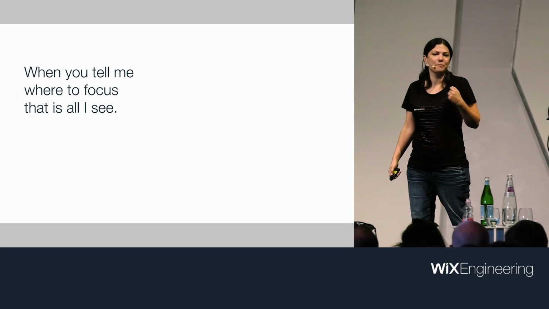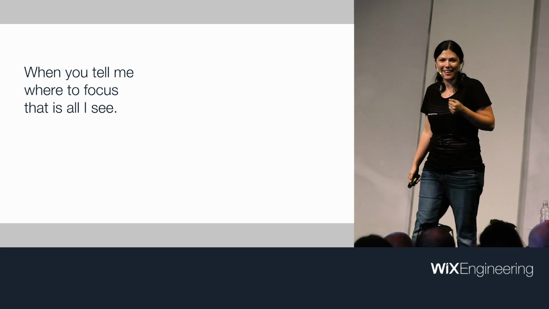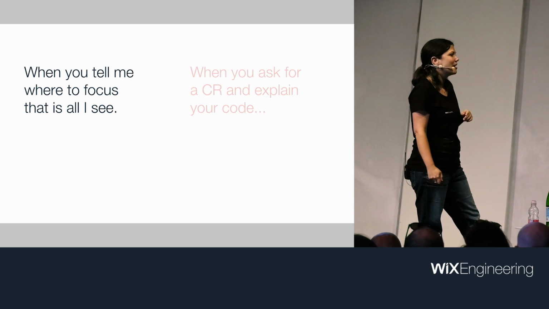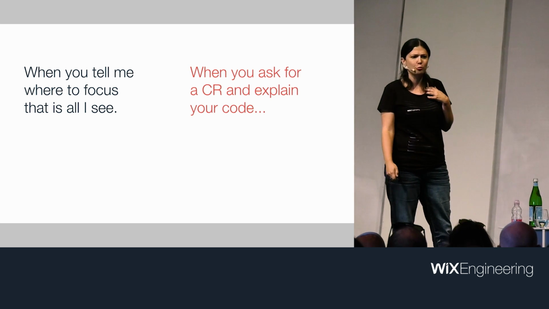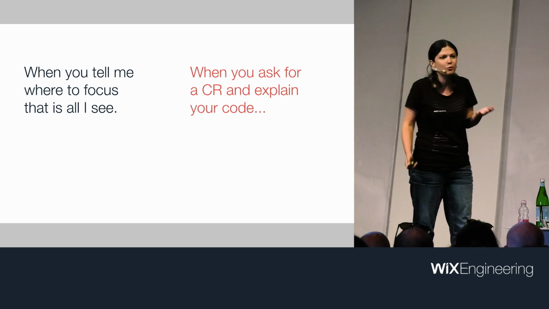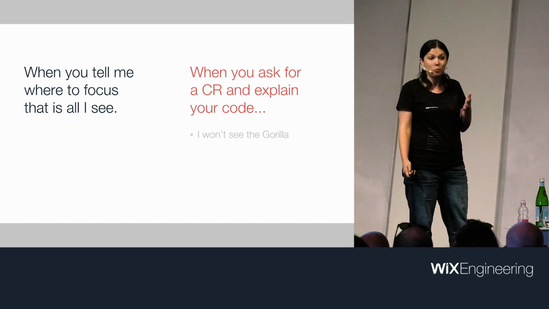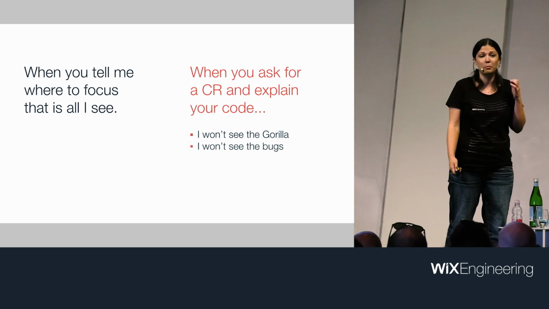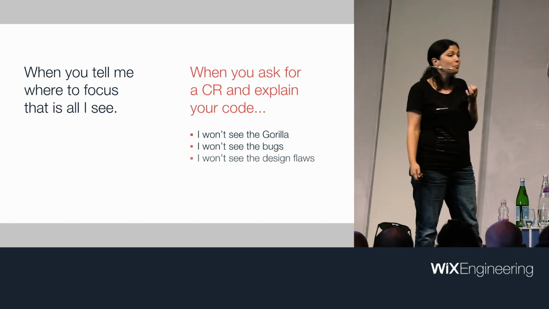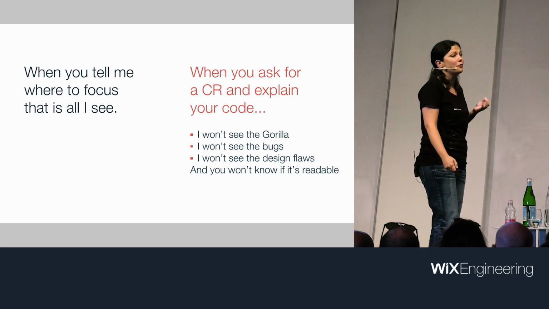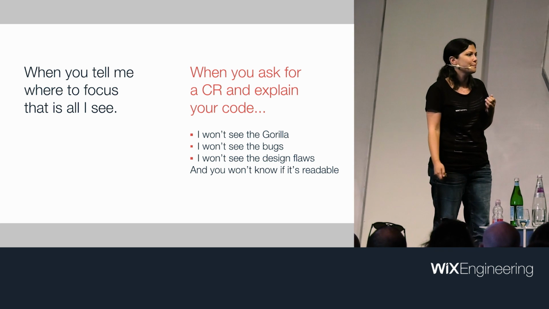When you tell me where to focus and what to look at, that is all I see. When you ask me for a code review and then explain to me your code, it's like you're telling me to count passes. I won't be able to see the gorillas in your code. I won't be able to see the bugs. I won't be able to see the design flaws. And you won't know if your code is readable or not.